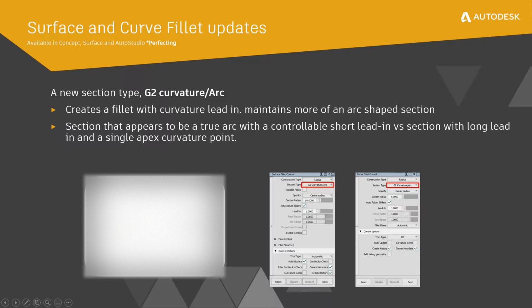So here we have the new options. We have now a G2 curvature stroke arc option, both in surface fillet and curve fillet controls. And what does that mean? Well, we're holding the radius value at this point for longer. That improves the quality of the way the fillet looks. We have a tighter lead in, and it means that we really have got good control over that.